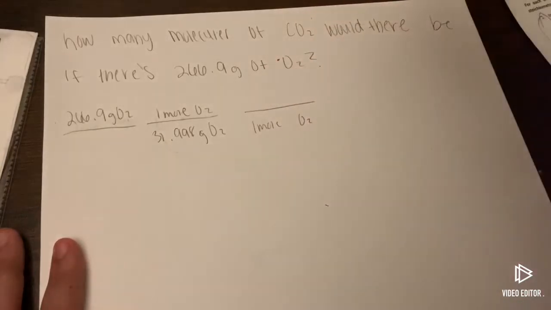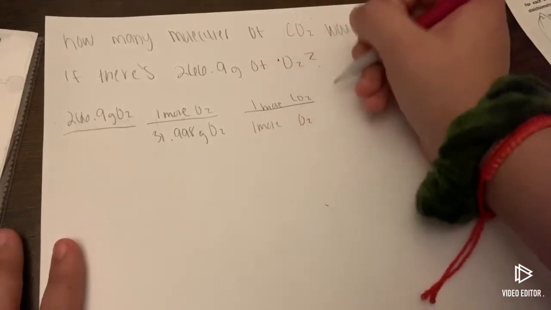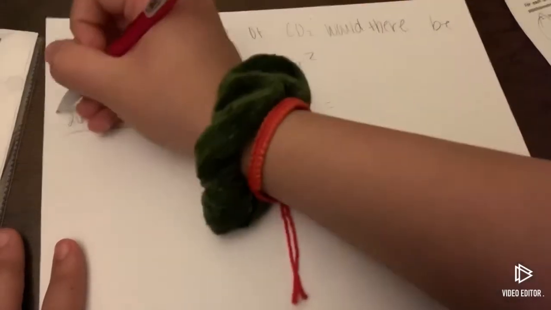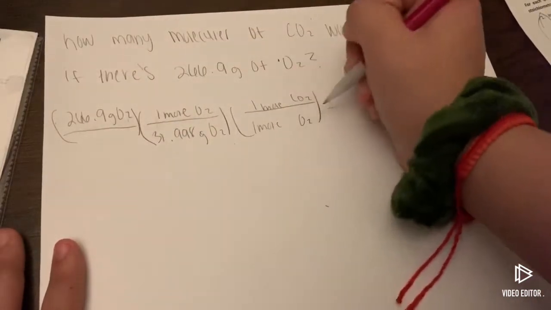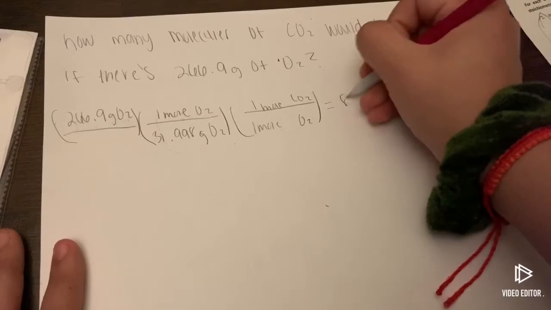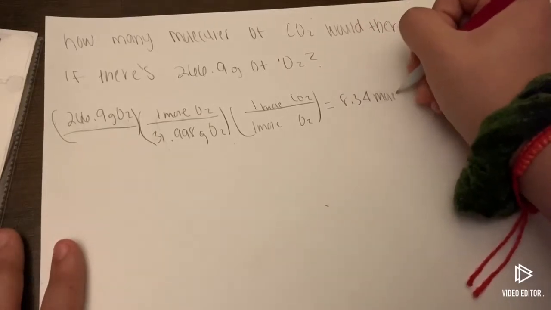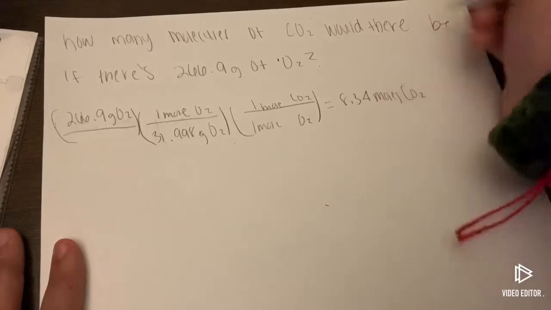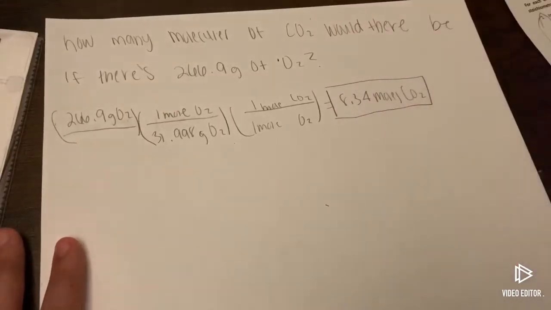And they're asking you for molecules of CO2, so 1 mole of CO2. And you're going to put all of this in your calculator, and that is going to give you 8.34 moles of CO2. And that's how you go from a mass to a molecule.